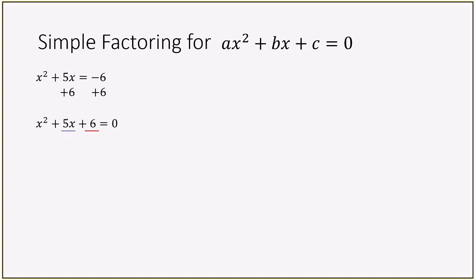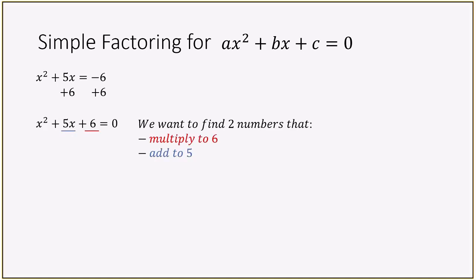Now to factor in the simplest form, I look at the last term, the term that doesn't have an x in it, and I look at my middle term, the term that has an x but not x squared. I want to find two numbers that multiply to get me the last number, in this case 6, and add to get me the middle number, in this case 5. It's usually easiest to look at the multiply part because there are only so many nice things that can multiply to 6.